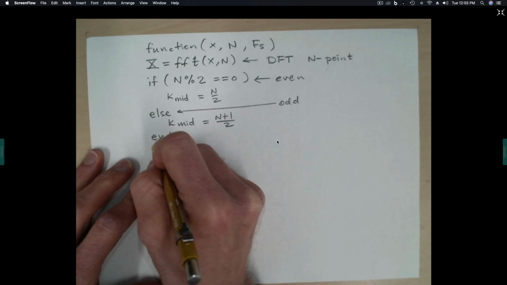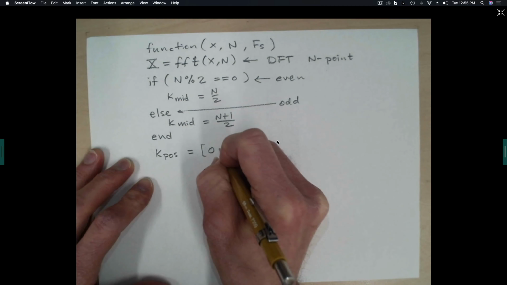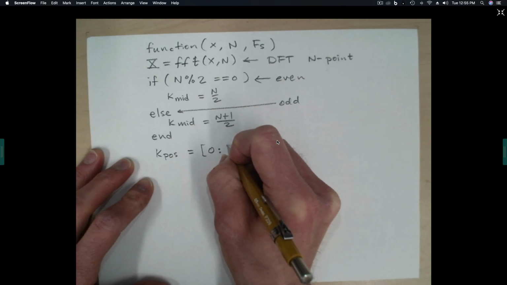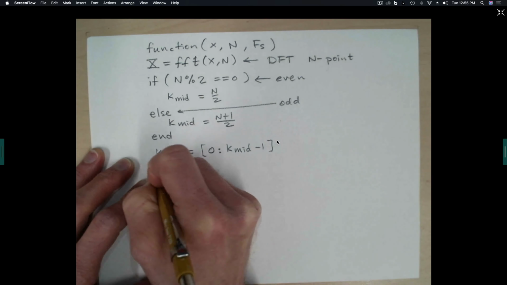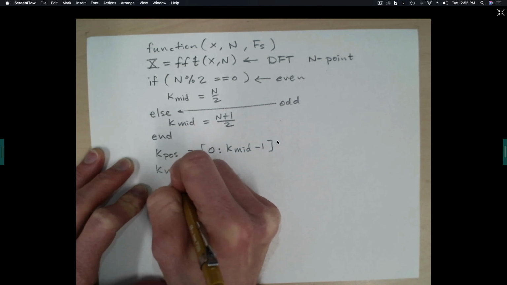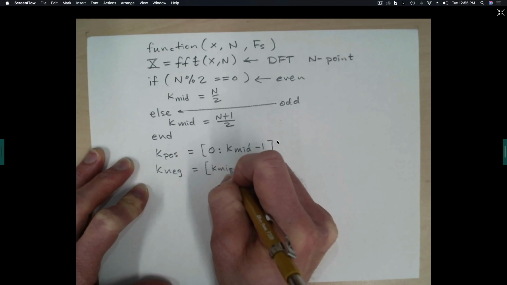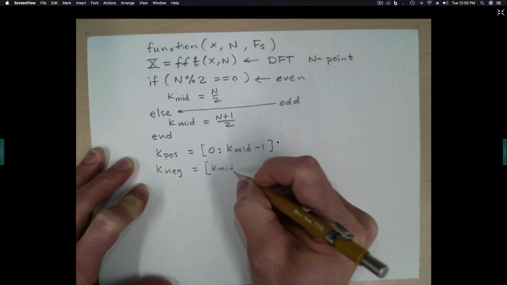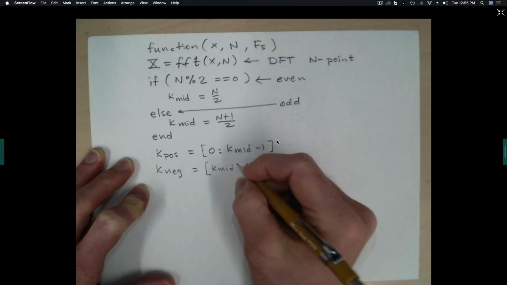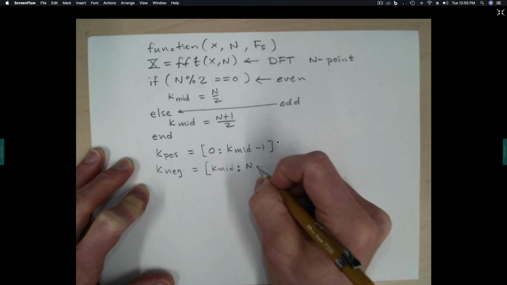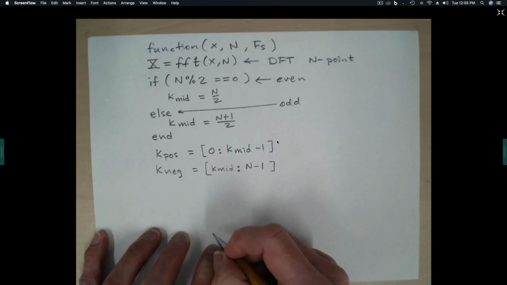So let's write that down. k positive goes from 0 to k mid minus 1, and k negative goes from k mid up to n minus 1. So we're using the colon operator in MATLAB to generate sequential lists of indexes.